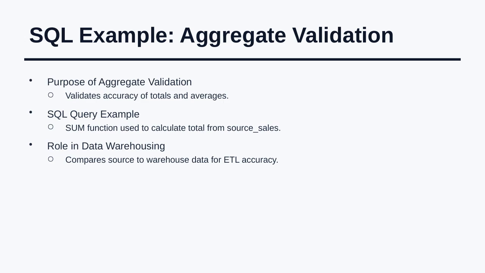Essentially, aggregate validation acts as a checkpoint that confirms the data warehouse reflects the true, accurate summary of the source data. This kind of testing helps catch issues like incomplete data loads, incorrect transformations, or calculation mistakes before they affect downstream analytics. Next, we'll move on to discussing how to detect null primary keys, which is another key aspect of data integrity in ETL.